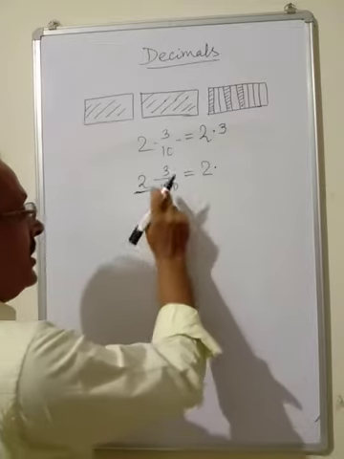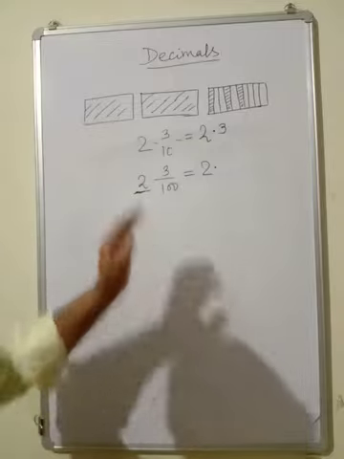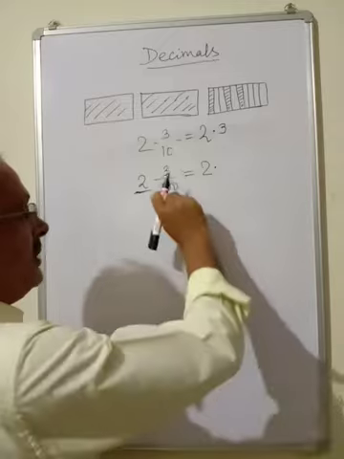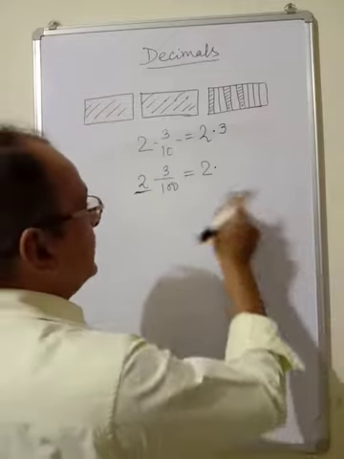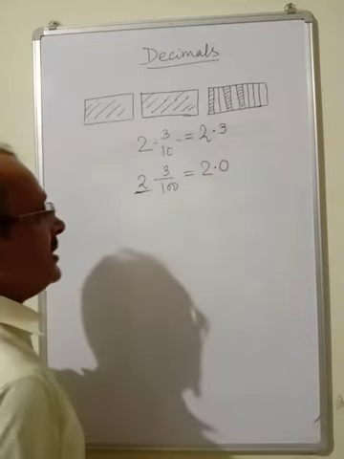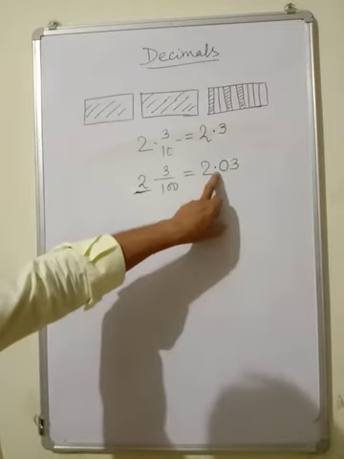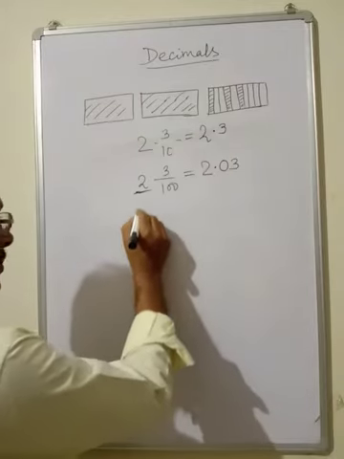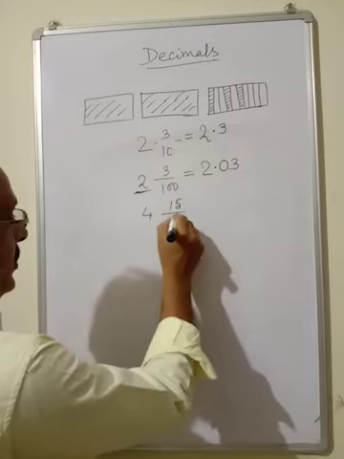Now here you have to decide where 3 will go: at the first place, at the second place, or at the third place. This 100 is saying this 3 will go on the hundredths place. So the first place is the tenths place, and this 3 will come here. So this answer will be 2.03.